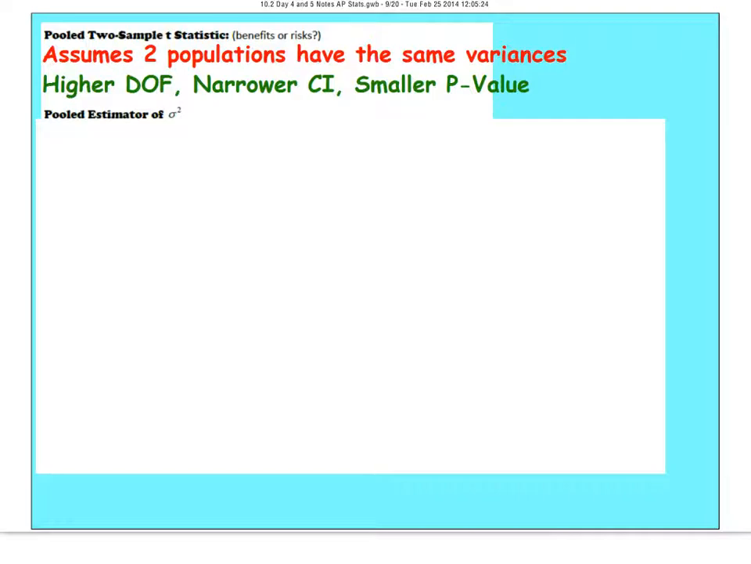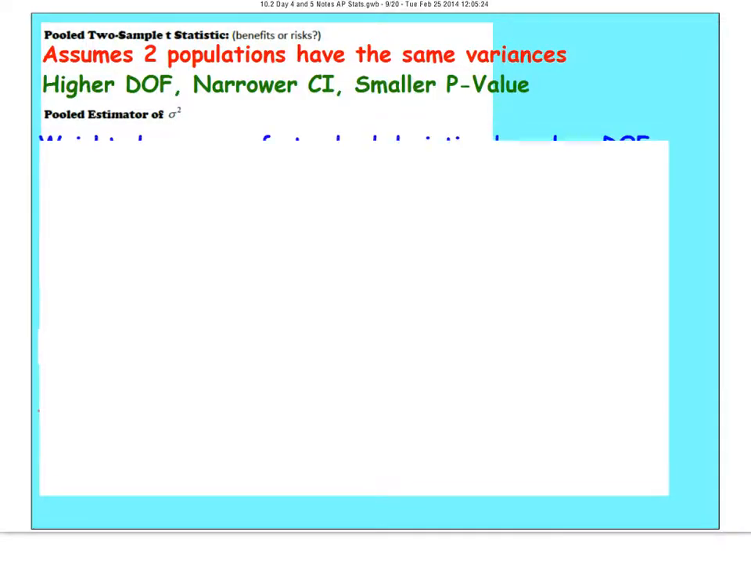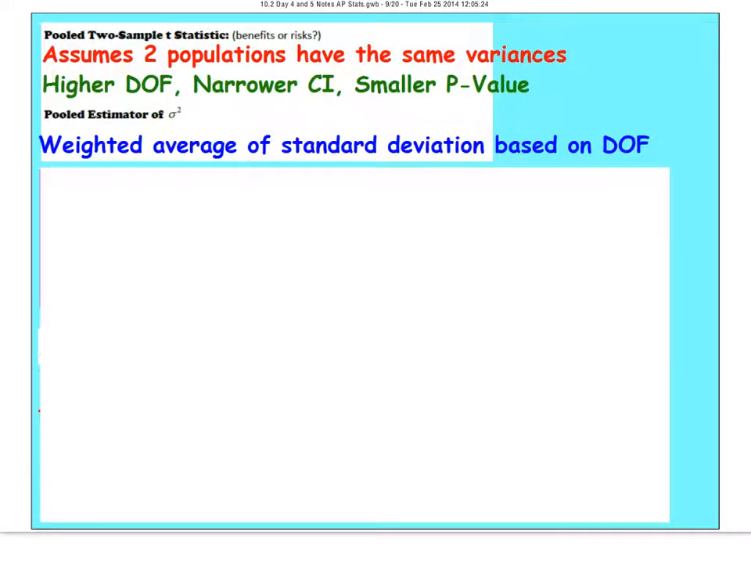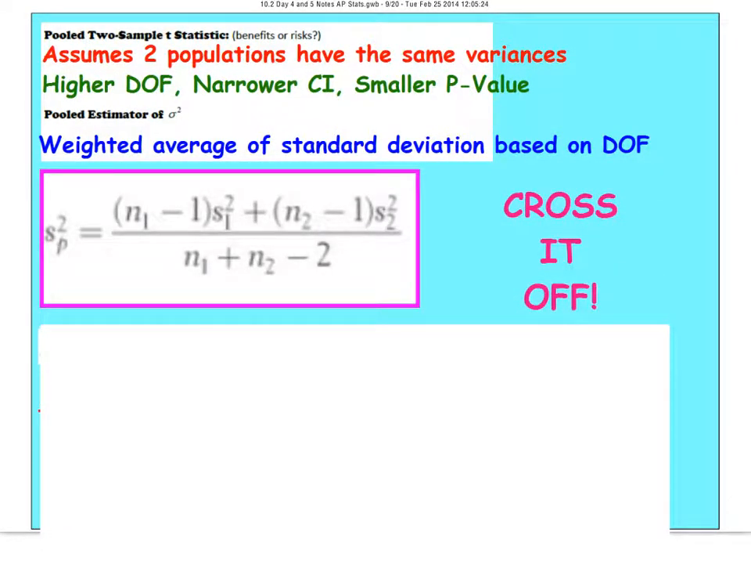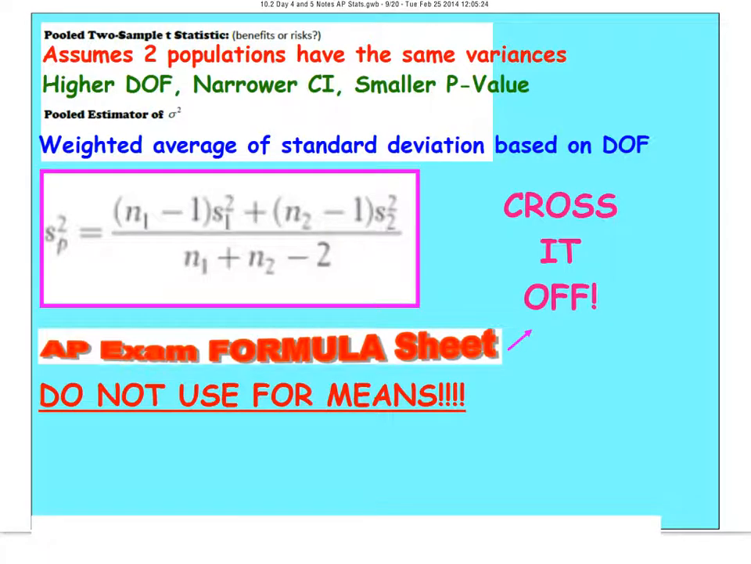What the pooled estimator of our sigma squared or our variance is, you might hear pooled estimator. It's the weighted average of the standard deviations based on the degrees of freedom. And there's actually a formula for the pooled estimator. It is this right here. It is on the AP formula sheet. But absolutely, completely ignore this formula. You will never have to reference this formula at any time, either in homework or on the true AP exam.